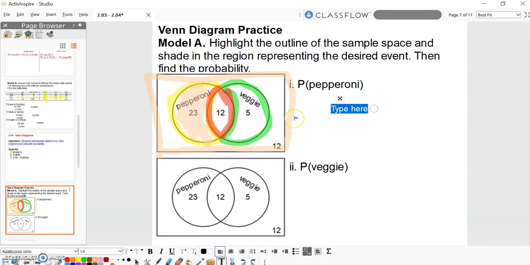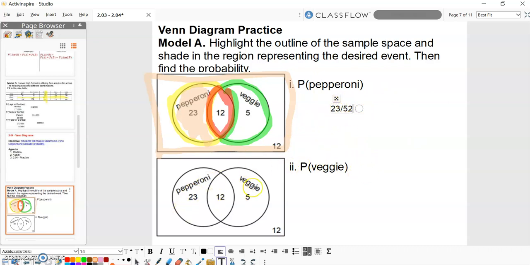So we have 23 pepperonis over how many students? Well, 23, 12, 5, and 12. 12 and 12 is 24. 24 plus 23 is 47. 47 plus 5 is 52. So we have 23 over 52, and we cannot simplify that. 23 is a prime number. So that is our answer.